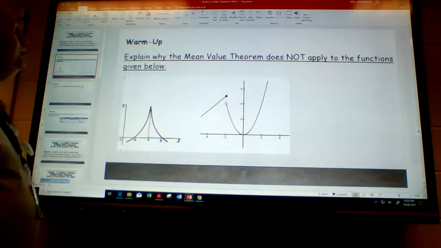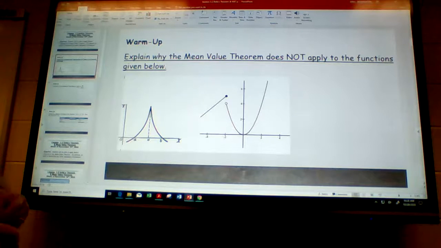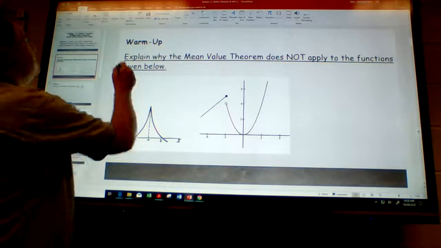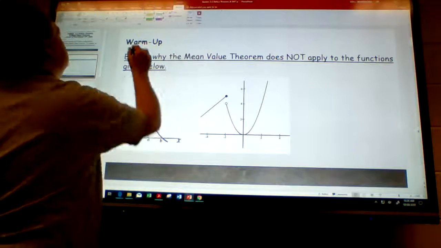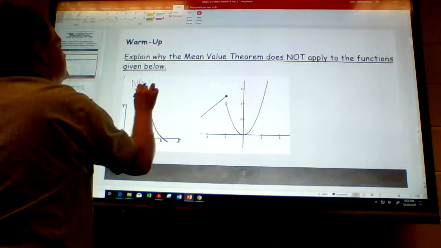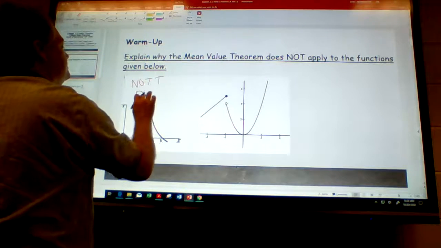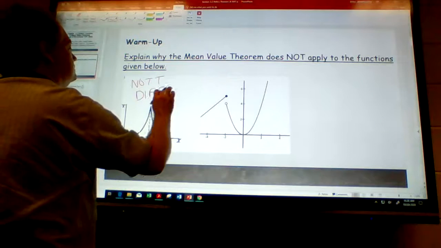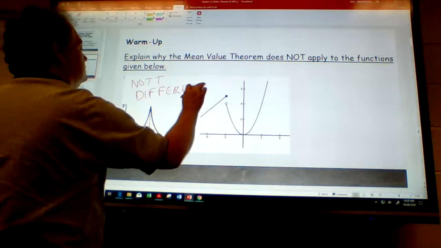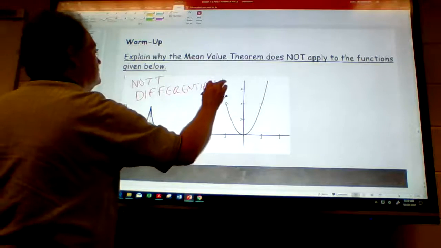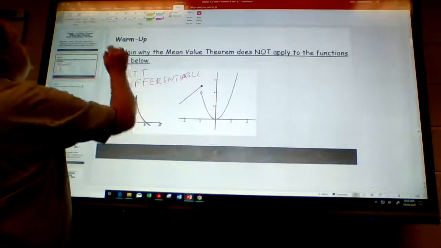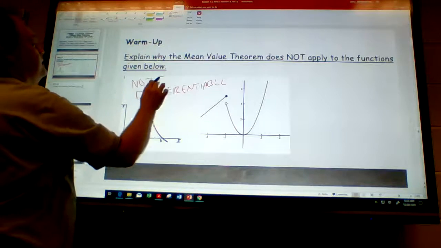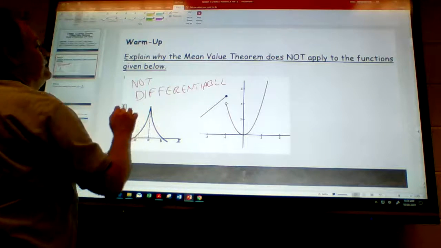Now, warm up. I want you to explain why the mean value theorem does not apply to the functions given below. Well, this one right here, it says not differentiable. So I'm going to write down here, not differentiable. I know I misspelled it, and I'm not testing you. I just had a brain fart, so I'm just going to go ahead and erase that part right there. There we go.